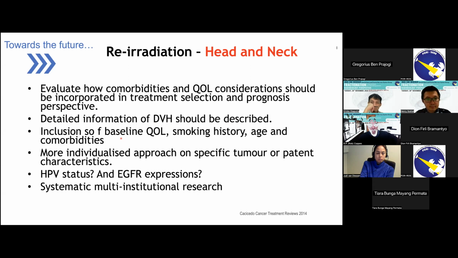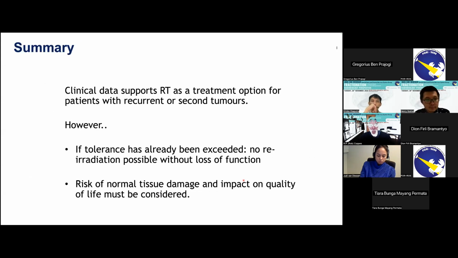There should be an inclusion of baseline quality of life, smoking history, age, and comorbidities, which actually influence the response of the patient. There should be a very individualized approach for specific tumors or patient characteristics. We should think of what the HPV status is and potentially the EGFR expression status. And at the end, before we can optimize the retreatment, I think we need multi-institute research. And these are now luckily starting to appear because people realize that, and there are now other options for retreatment also that make it more possible to help these patients.